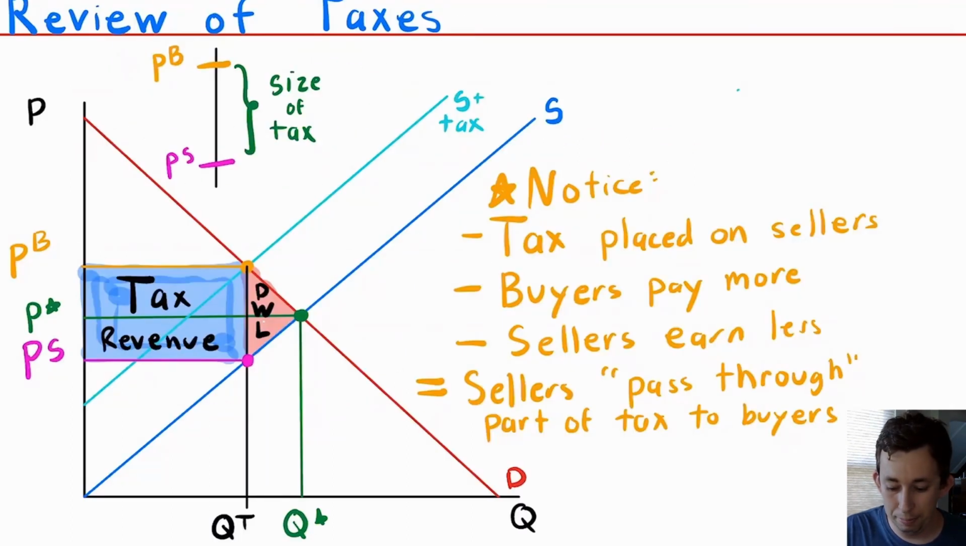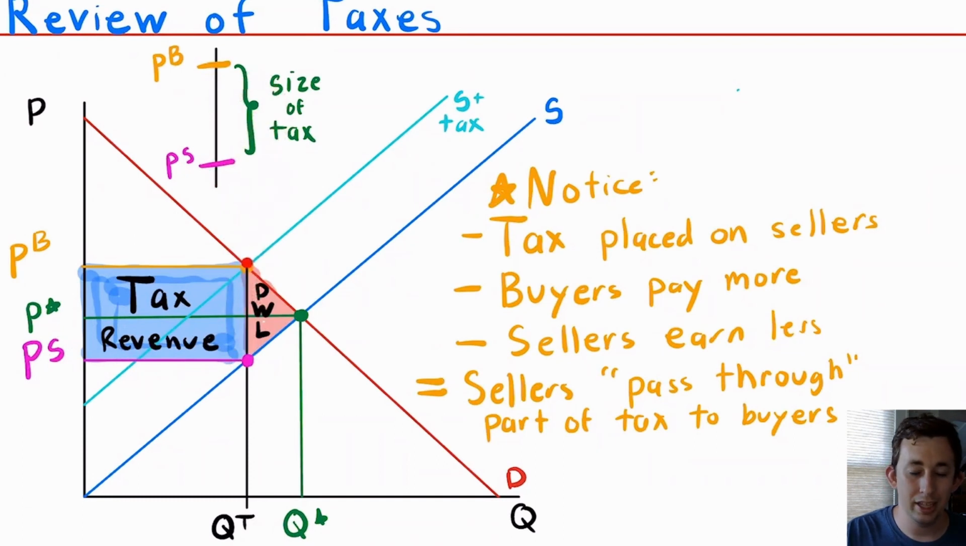So in this example, I've placed a tax on the seller, so we're shifting the supply curve from this blue line to this light blue line here. Before the tax, we were at this nice equilibrium point, P star and Q star. When we shift the supply curve based on the tax, we're going to move down and have less quantity, QT, and the buyers are going to pay this orange price here, PB. The sellers are going to receive this magenta price, PS. And the difference between PB and PS is going to be the size of the tax.